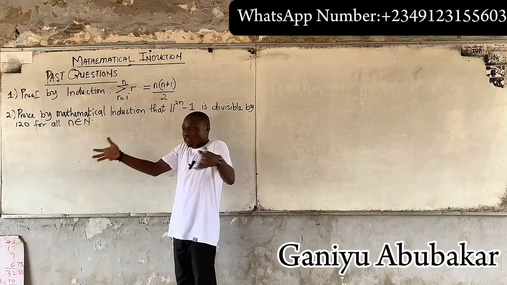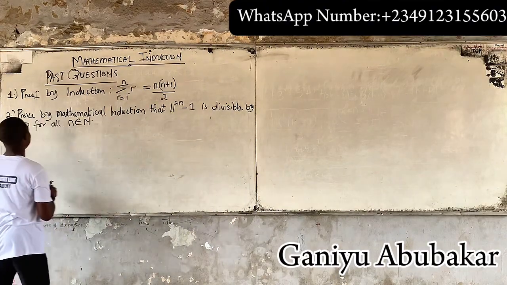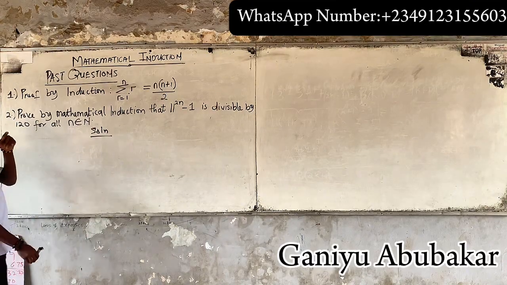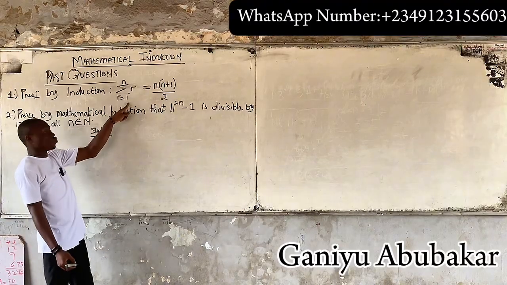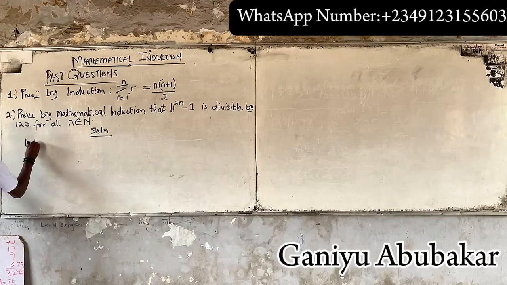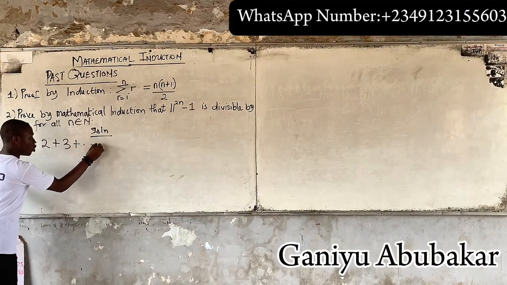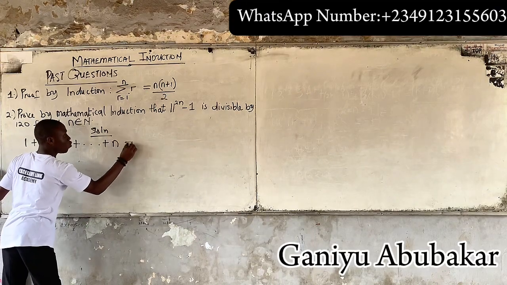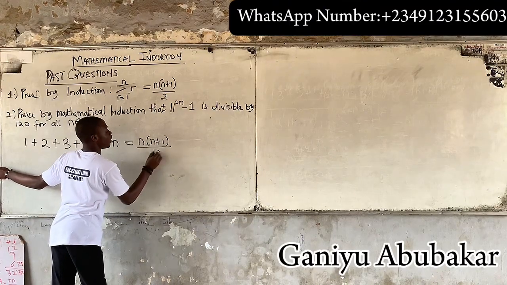So let's draw the structure. For the structure for this one, listen. For number 1, solution. I'm hearing that r. What's r? r is 1. That's the meaning. So we start with what? 1 plus 2 plus 3 plus dot dot dot. What's this one here? n. Plus n equal to n into n plus 1 over 2.